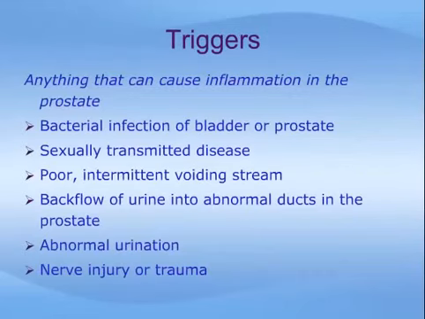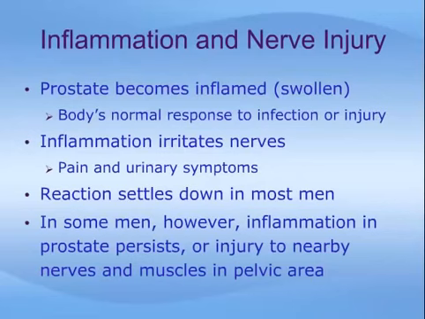Anything that can cause inflammation in the prostate can act as a trigger for chronic prostatitis chronic pelvic pain syndrome. This includes a bacterial infection of the prostate or bladder, a sexually transmitted disease, backflow of urine into abnormal ducts within the prostate, certain abnormalities of urination, or nerve injury or trauma to the pelvic area. In response to this trigger, the prostate becomes inflamed or swollen. As noted, this is the body's normal response to infection or injury. This inflammation irritates nerves around the prostate and pelvis, causing pain and urinary symptoms.